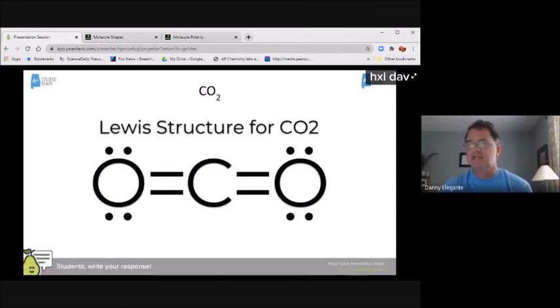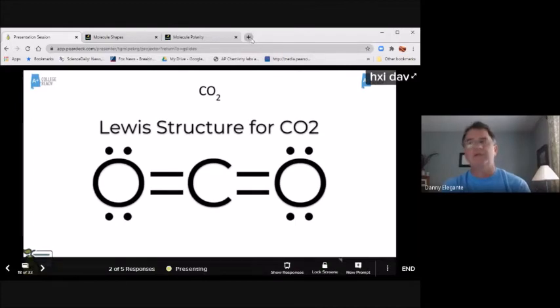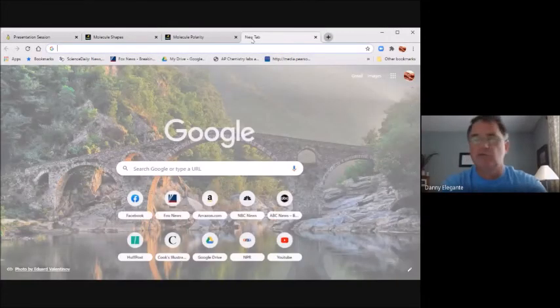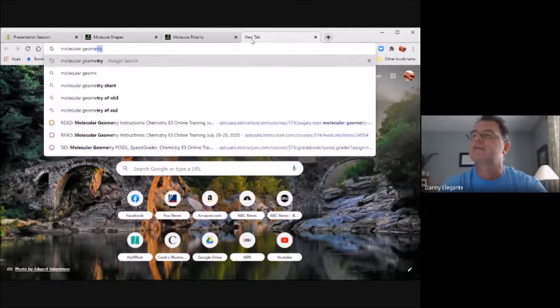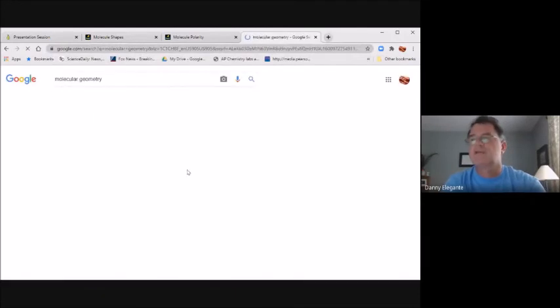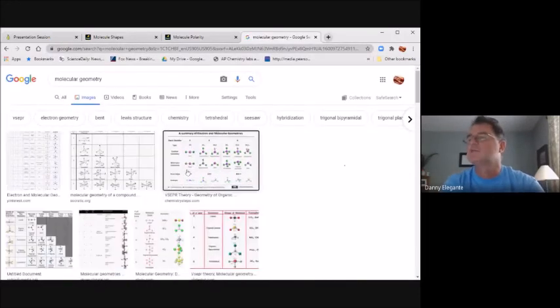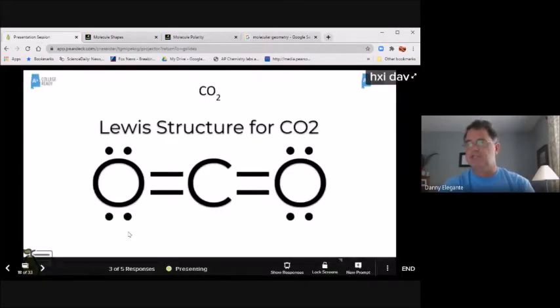So if you think it's going to kind of be like bent or something like that, or if you think it's going to be tetrahedral, you may even want to pull up another tab. You may just want to type in molecular geometry and find your own chart of all the different shapes and what they can be. You can find one of your own, and it'll help you realize what shape it should be.